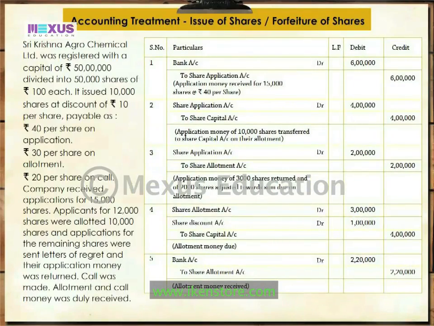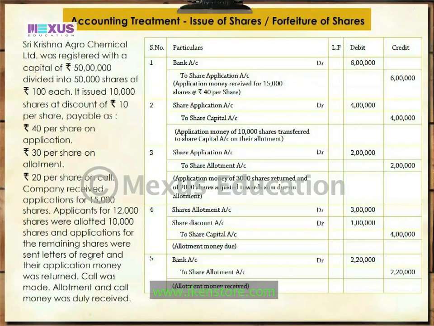Shri Krishna Agrochemical Limited was registered with a capital of 50 lakh rupees divided into 50,000 shares of 100 rupees each. It issued 10,000 shares at a discount of 10 rupees per share, payable as 40 rupees per share on application, 30 rupees per share on allotment, and 20 rupees per share on call.